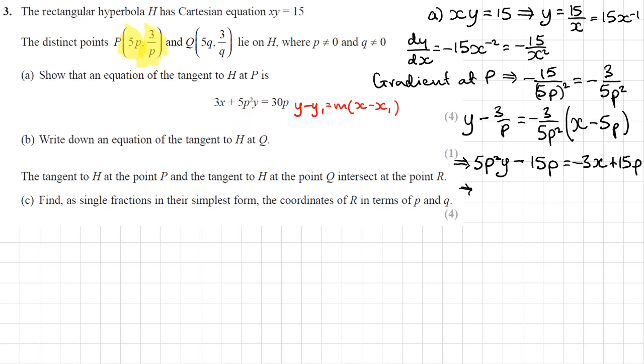So bring the 3x over, negative 3x to become plus 3x. The 5p squared y stays where it is. And then I add 15p to both sides, so that equals 30p as required.